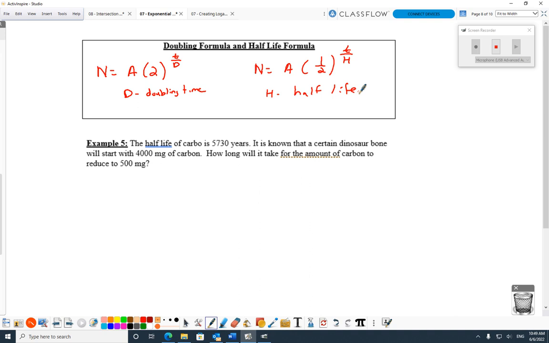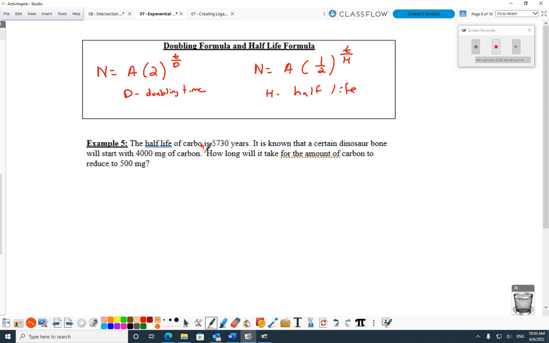So here's my example. The half-life of carbon. Did I fix this in your note? The half-life of carbon, my note has a mistake in it, is 5,730 years. It is known that a certain dinosaur bone will start with 4,000 milligrams of carbon. How long will it take for the amount of carbon to reduce to 500 milligrams? So this is exactly it. We know that a certain dinosaur bone should have 4,000 milligrams when it dies. We found a dinosaur bone that only has 500 milligrams of carbon. We want to know how much time has passed.